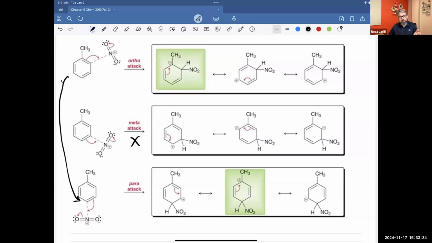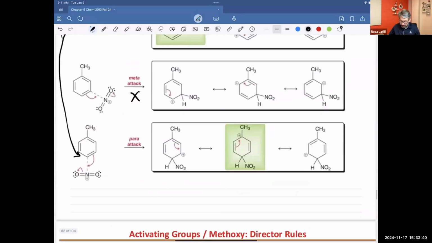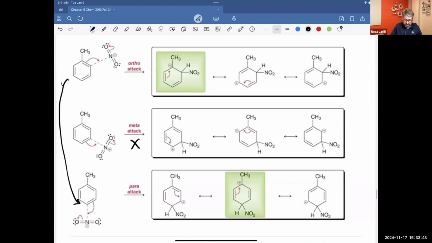The best condition, either ortho or meta. Now, before I show you the product, I have to say this: when you add the ortho, yes, it gets stabilized through putting the positive charge on a carbon that has the substituent, but it's going to generate some repulsion with the methyl group.